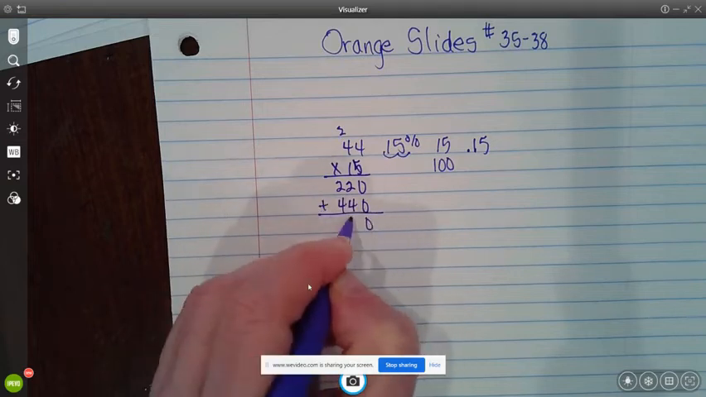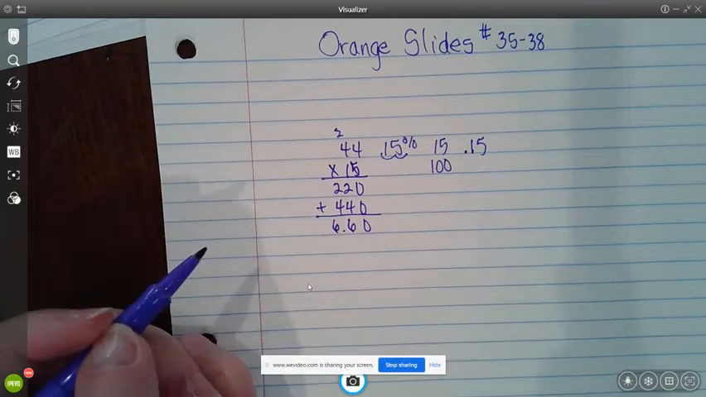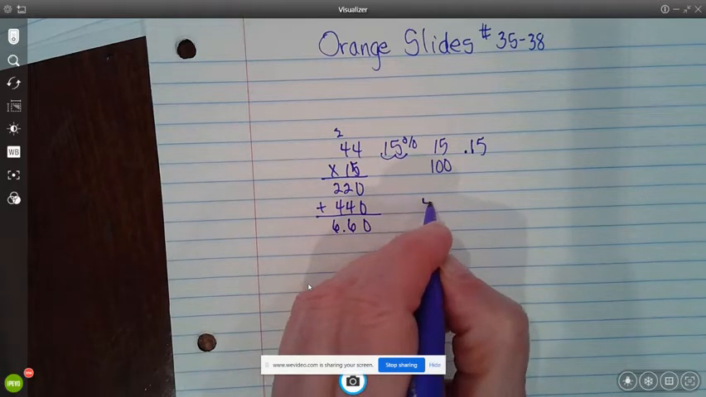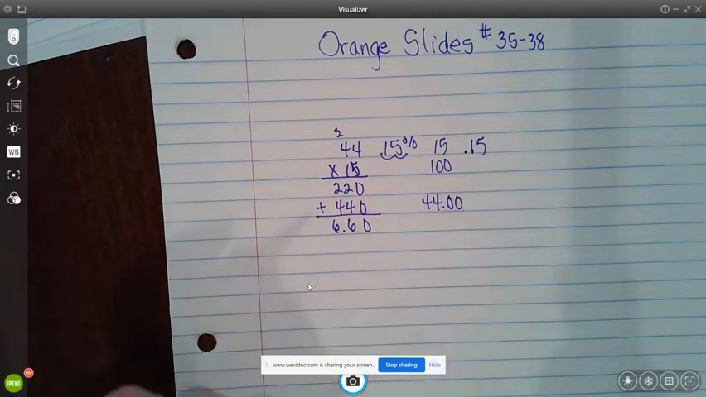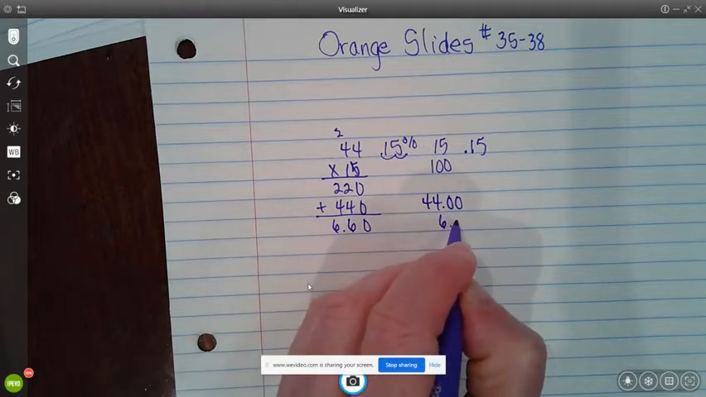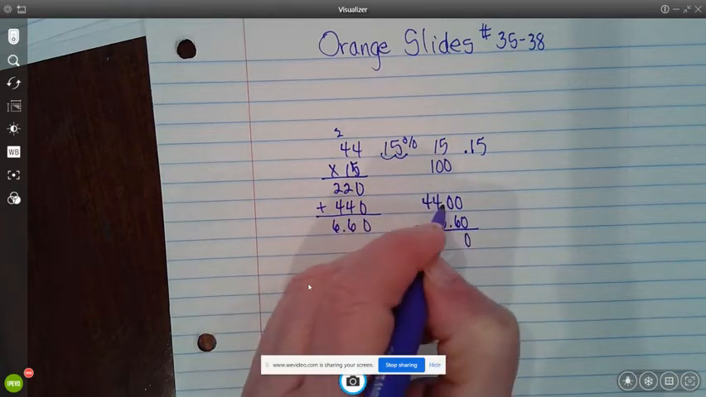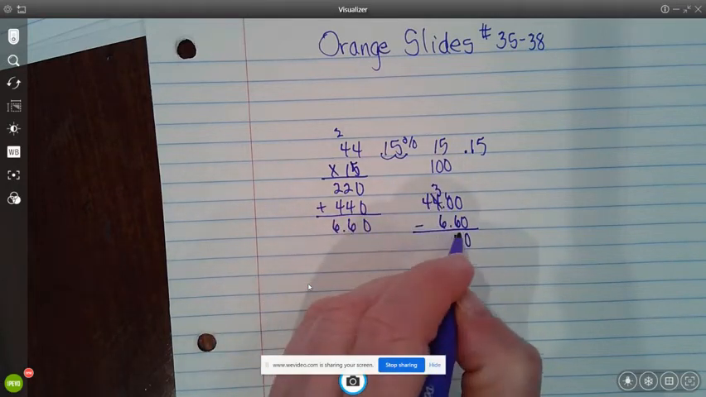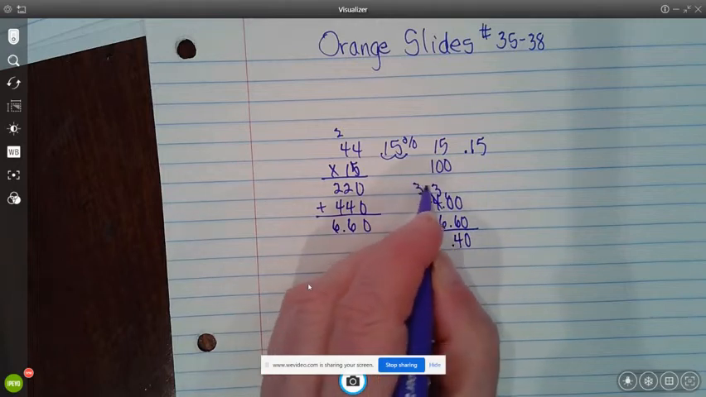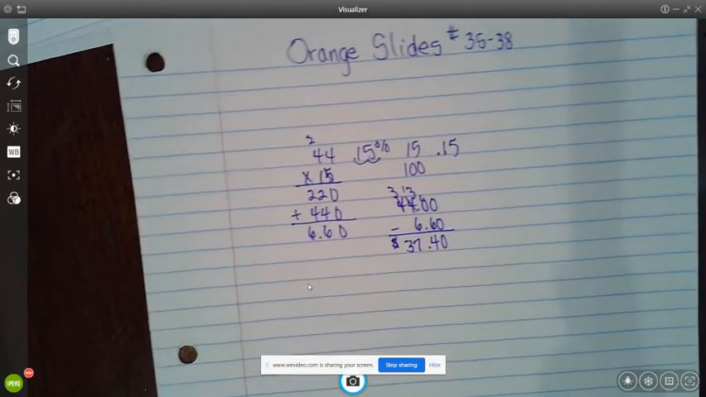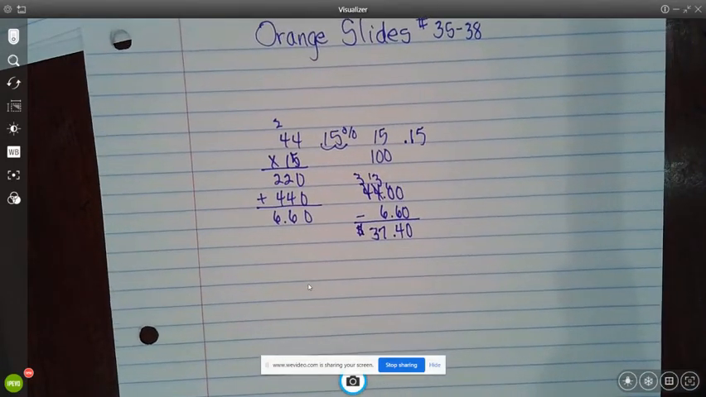And as I add down, I notice that my discount is $6.60. And so then I go back to the $44, the cost of the item. This is money, so I'm going to use my decimal zeros. And I'm going to subtract $6.60. And when I do my math, I notice that the cost of that shirt is $37.40.